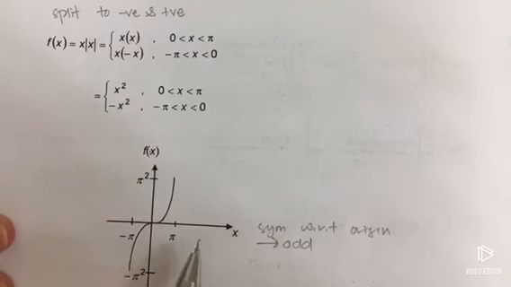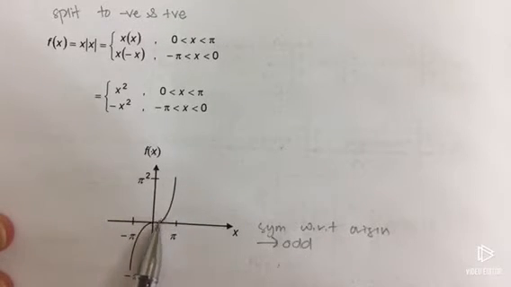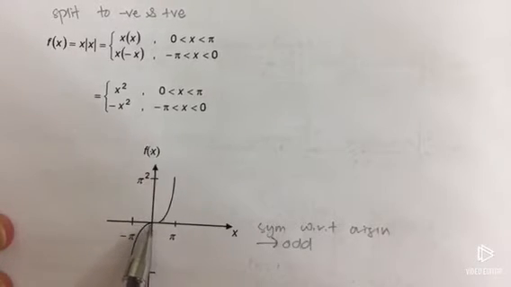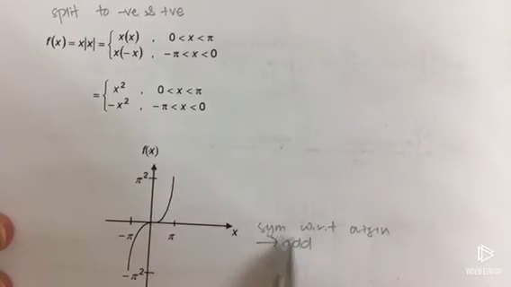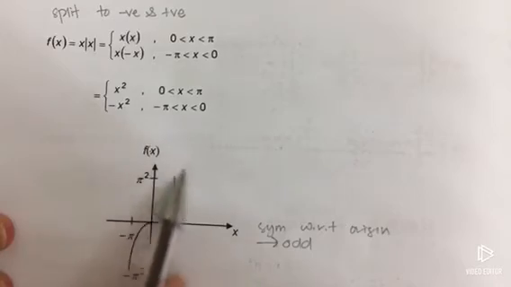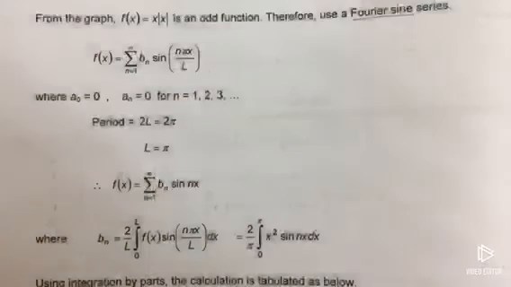Okay, then we identify the even and odd function. This graph is symmetrical with respect to the origin. That means when we rotate this graph 180 degrees, we get this bottom graph. So it is symmetrical with respect to the origin. So this graph is an odd function.